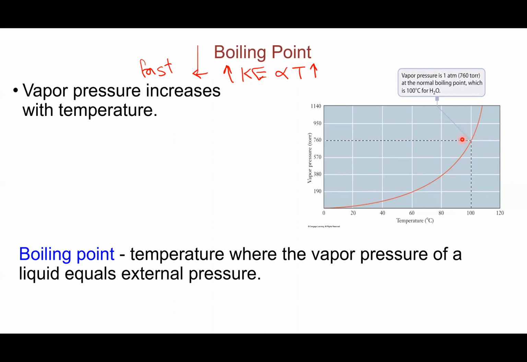So for atmospheric pressure, the temperature that will cause the vapor pressure of water to equal 1 atmosphere is going to be 100 degrees Celsius. And this is called the normal boiling point, right? But you should be able to see that it is possible to make the substance boil at much lower temperatures if you make the external pressure lower.